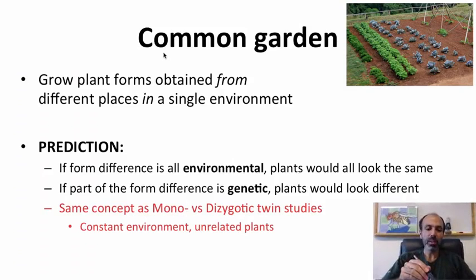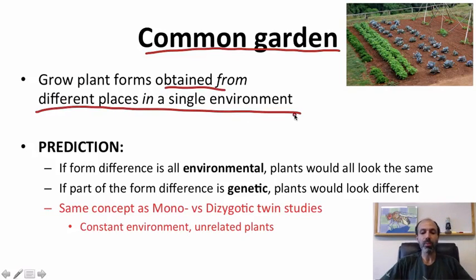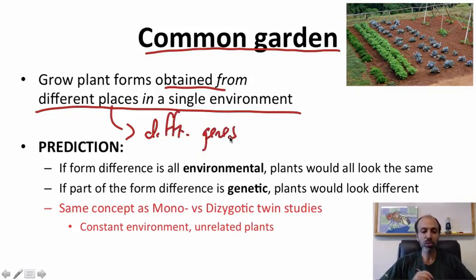So one thing they tried were these common garden experiments. These had actually been done by other researchers in the past, but they applied this to these particular plants in California. Essentially, they grow plants obtained from different places in a single environment. So the idea here is they're trying to keep the environment constant, but getting these plants from different places, these likely have different genes, right? Because they're coming from different places. They likely have a different genetic makeup.